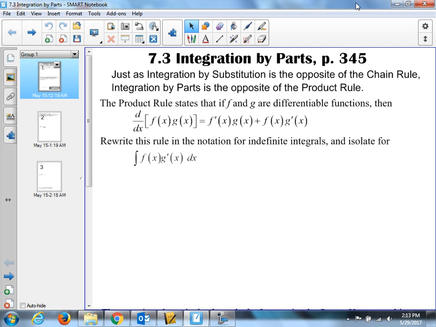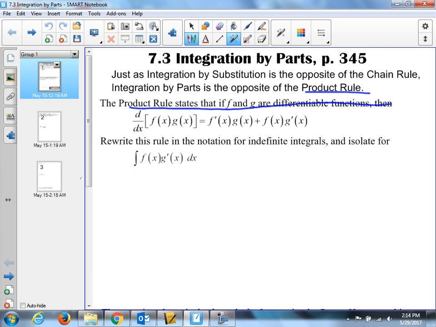Integration by parts we're looking at. This is 30L, integral calculus course. Now, you know when you did substitution, it's sort of the opposite of the chain rule. Substitution is regular calculus, 30, right? Well, integration by parts is the opposite of the product rule. So let's just take a look quickly at the product rule.